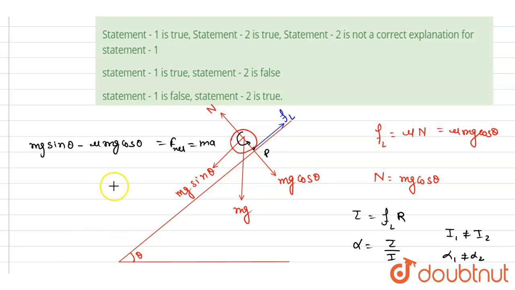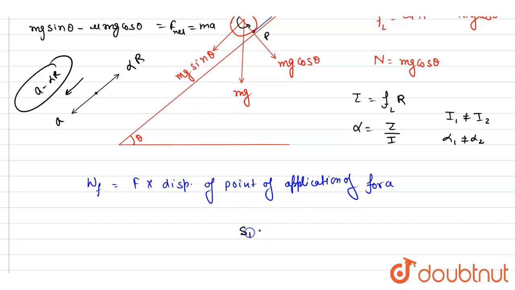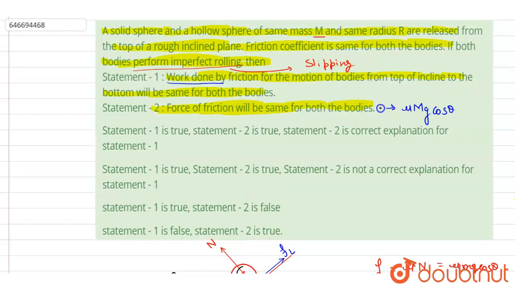So if you see the point P, it will have two displacements, one because of translation, a, another one because of rotation, alpha r. So the net displacement you have to calculate using a minus alpha r at any instant. So alpha is not same for the two. So the point of application displacement, S1 and S2, will not be the same. Alright. So if the displacement is not same, the work done by the friction force will also not be same. So statement 1 is incorrect. Statement 2 is correct. So statement 1 is false, statement 2 is correct, D is the correct one.